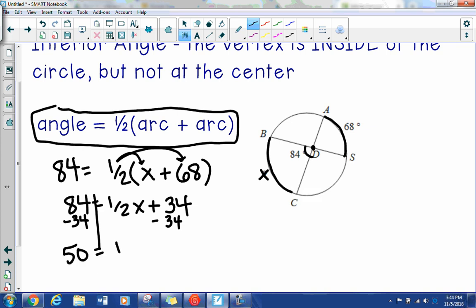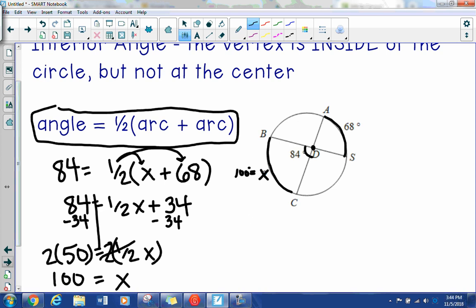of x. And the opposite of multiplying by 1/2 is to either divide by 1/2, or you can also just multiply both sides of the equation by 2, because 2 times 1/2 is 1, and so 1x is equal to 100. And so that tells me that this intercepted arc right here is equal to 100 degrees.